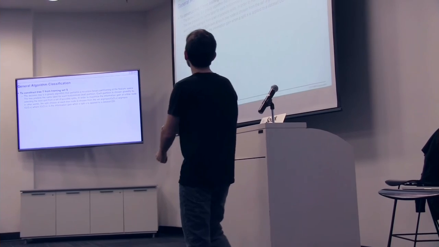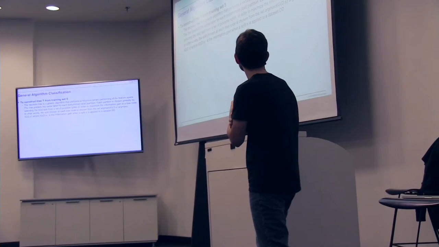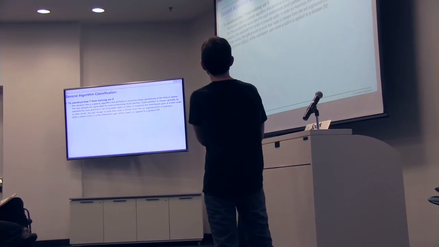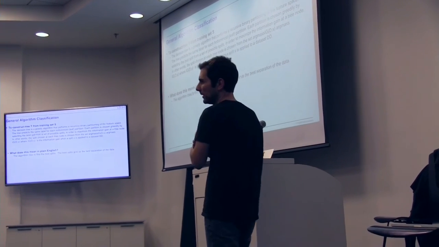So the general algorithm, and I pulled this off of the Spark page. Does this make sense to anybody? Read it for a second. It's a bit mathy, so I generally have no idea what this means. There's all these argmax IGDS, argmax IGDS. I have no clue what this is. So in English, what does this mean?